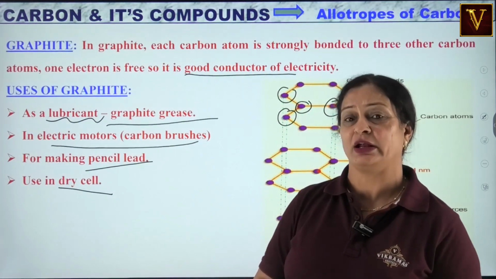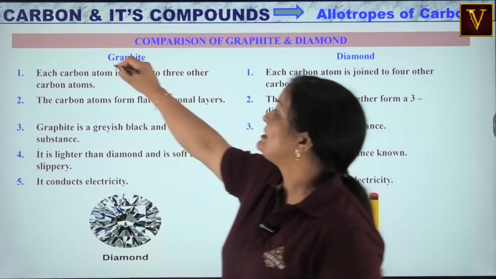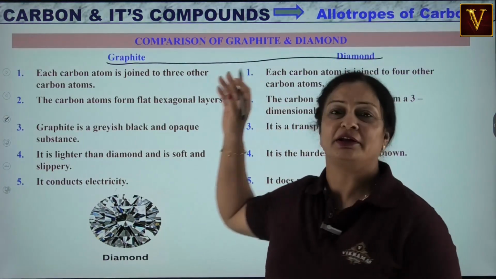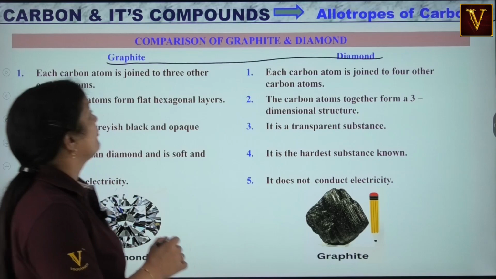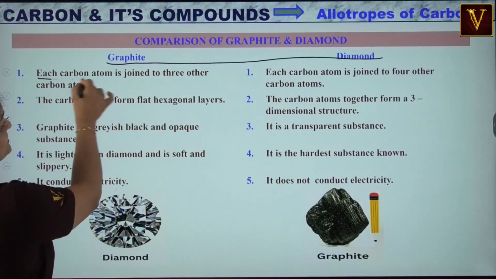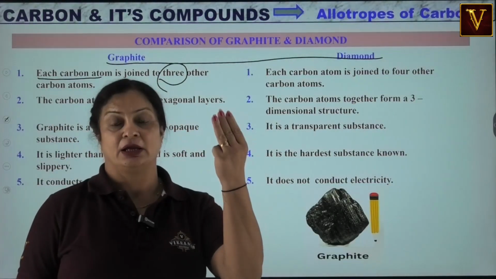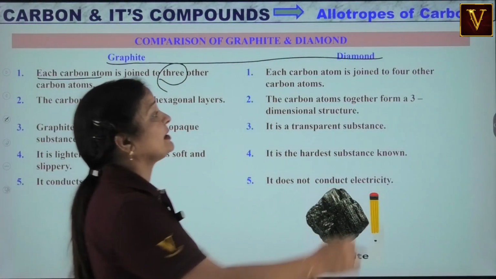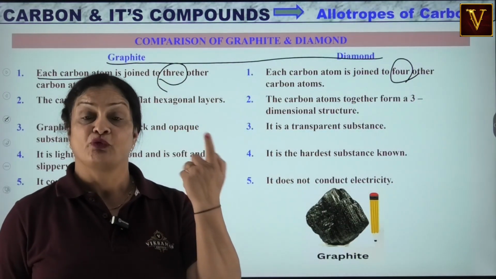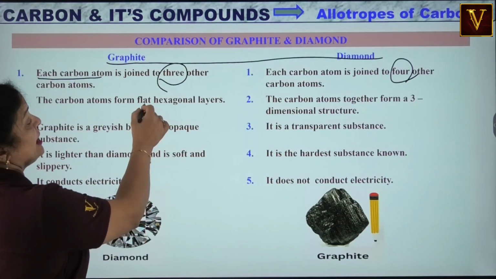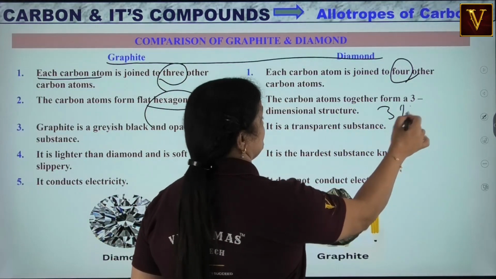Yes, student. Now we will discuss the difference between graphite and diamond. First point, in graphite, each carbon atom is attached with 3 other carbon atoms, but in diamond, 1 carbon atom is attached with 4 other carbon atoms. Graphite forms hexagonal structure. Diamond forms 3D structure.